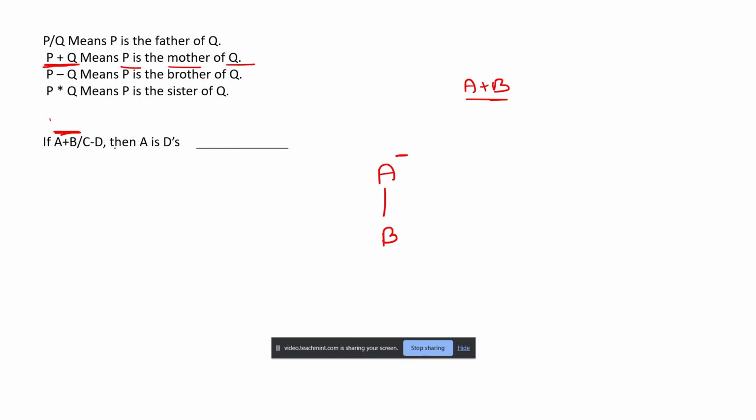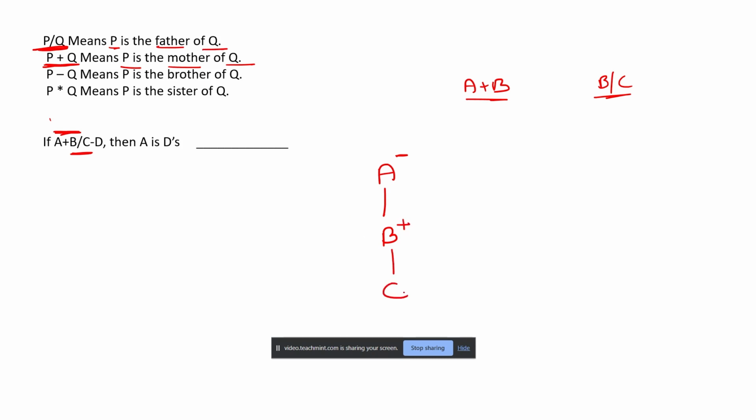Once you are done with the first two letters, go to the second and third letters, that means B by C. First check A plus B, then B by C, then C by D, like that. You have to check two letters at a time. So the next two letters are B by C. So B is the father of C.